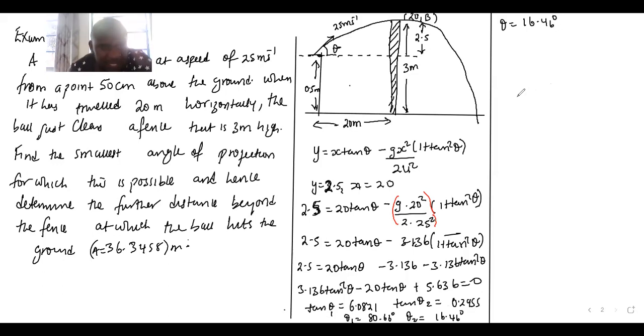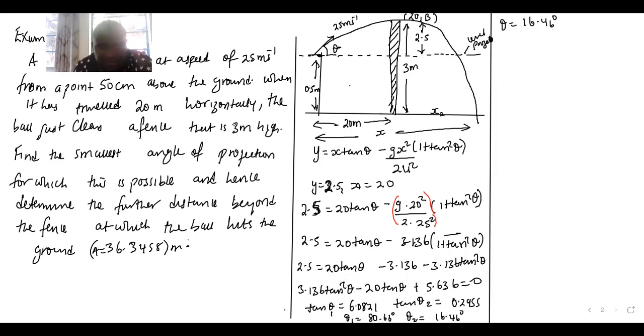Now they have further gone and said, find the smallest angle of projection for this to be possible, and hence determine the further distance beyond the fence at which the ball is hit. Now the further distance is this x2. But now remember, when the particle is moving down, let us look for the total displacement x where it will land totally. Because it is going below the point of projection or the level of projection, this is the level of projection.